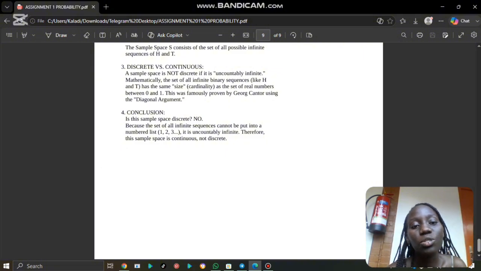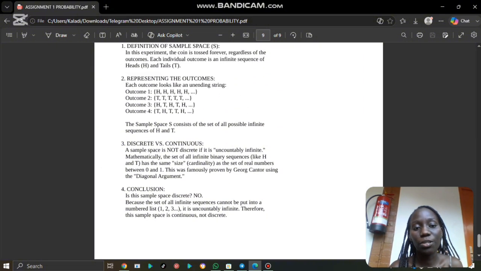So why is it not discrete? It is because we cannot count the number of sequences that are made by this sample space, making it uncountably infinite and hence not discrete. So that's it from us.